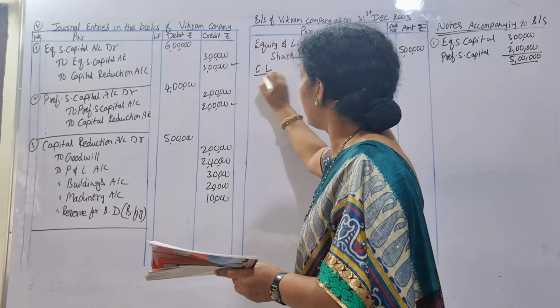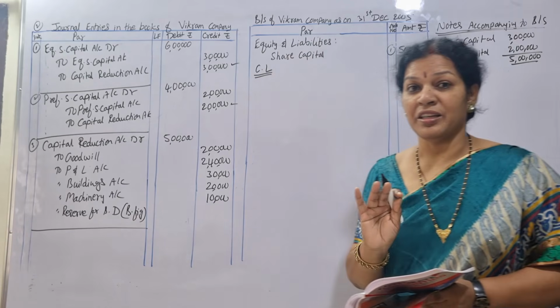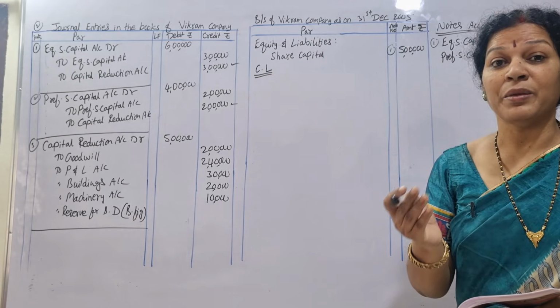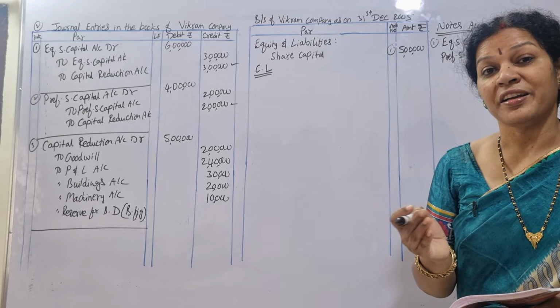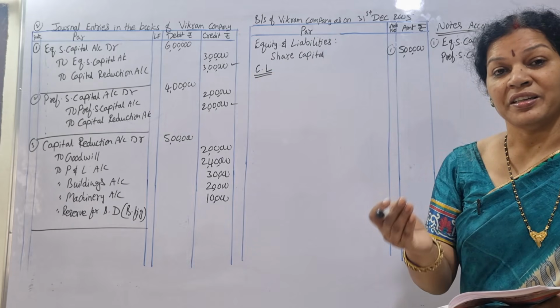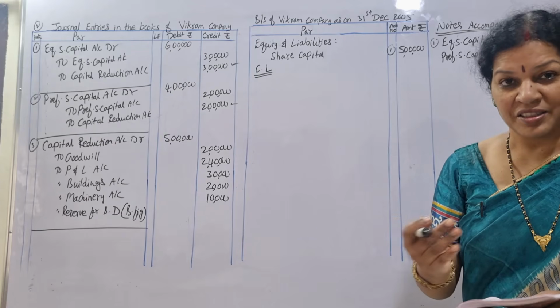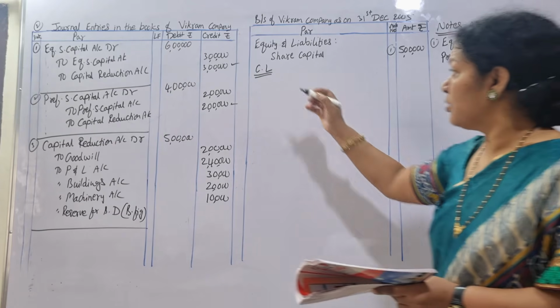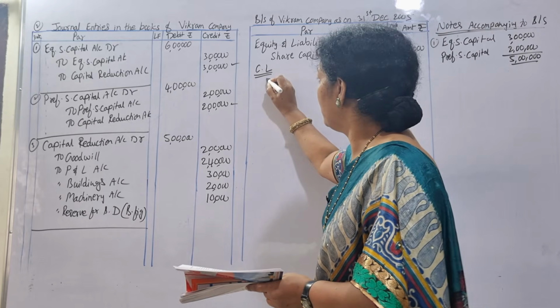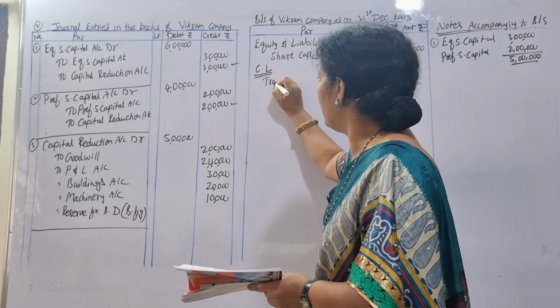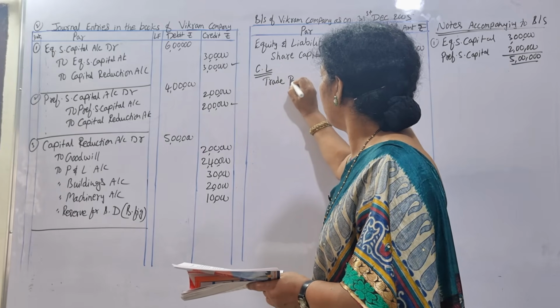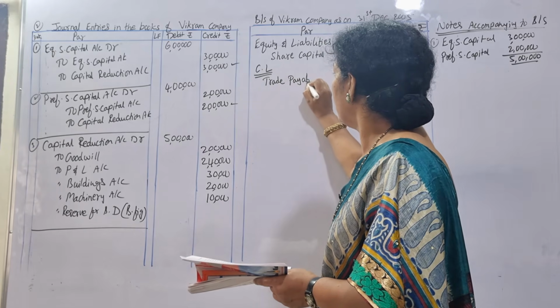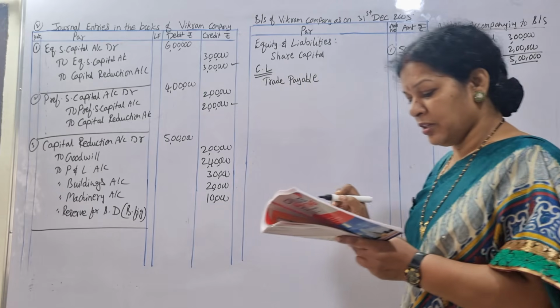Under the heading of current liabilities, we don't say creditors. Trade payable. Debtors, trade receivable. Creditors, trade payable. Say along with me, it will be easy for you. So we'll say it as current liabilities, trade payable. How much is the creditors amount? It is 2 lakh.